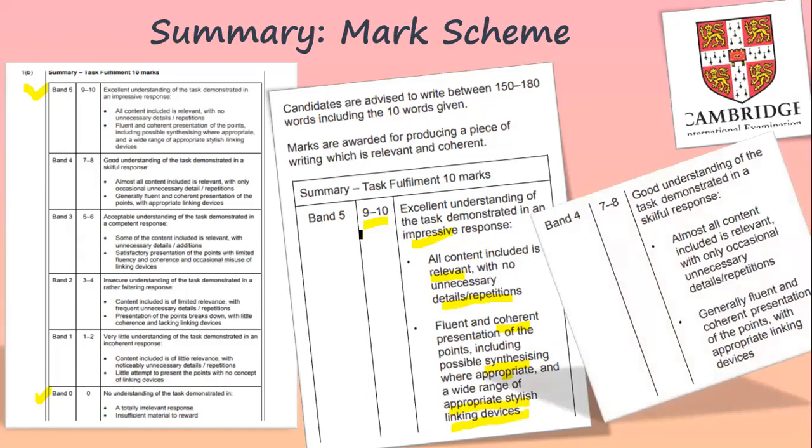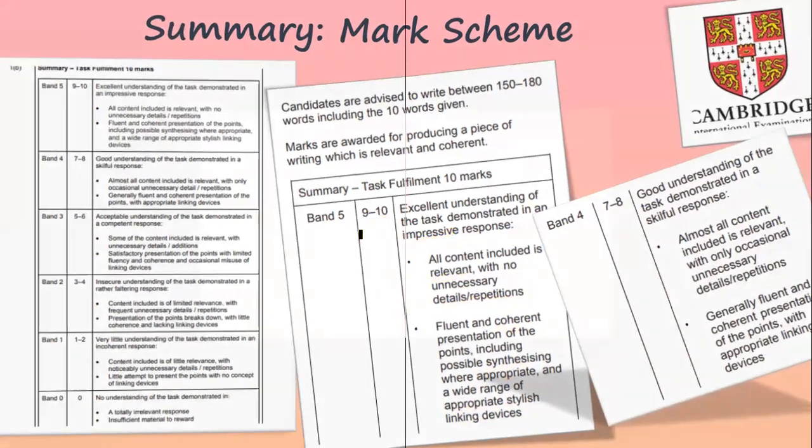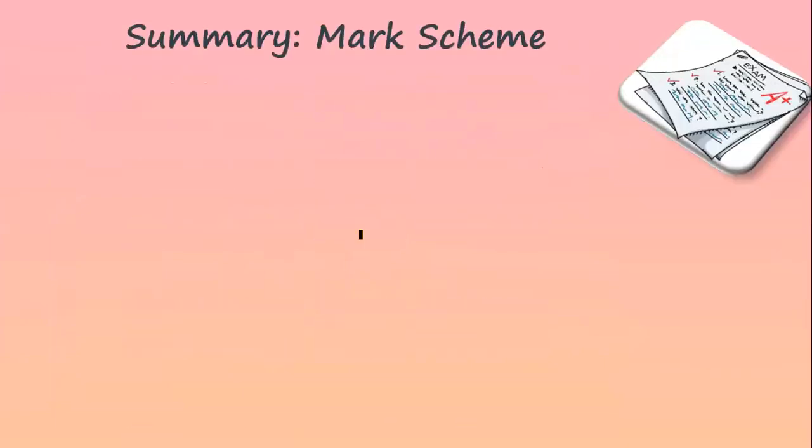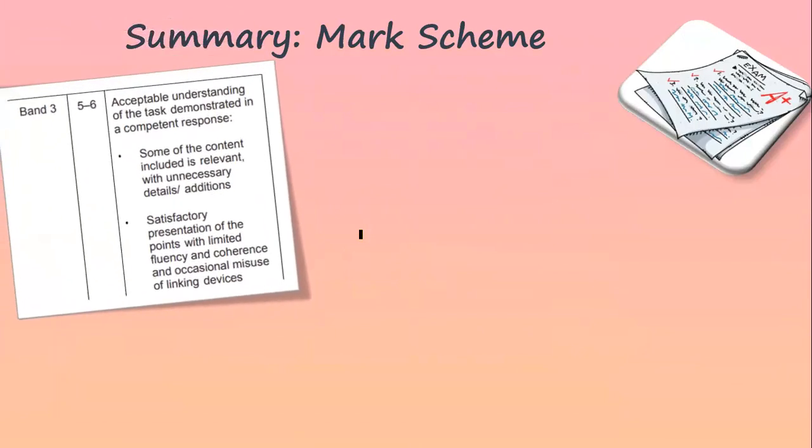Now this is for band 4. You can just pause it and read it for yourself. Summary mark scheme. This is for band 3. Band 3 is the band where the candidate will get 5 to 6 marks. Okay, and which type of summary is it going to be? Some acceptable understanding of the task. The candidate has acceptable understanding of the passage, demonstrated in a competent response.